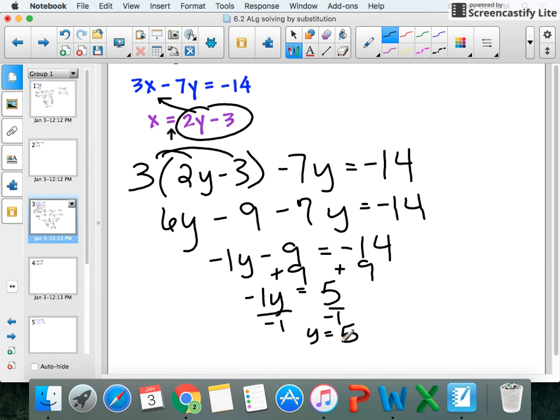Now in this case, we weren't given right off the bat what x equals. So there's two ways you can do this. You can plug it into either equation. You can plug y back in and solve for x. You will get the same answer. However, the one that already has x by itself, that's the one that's going to be the easiest.